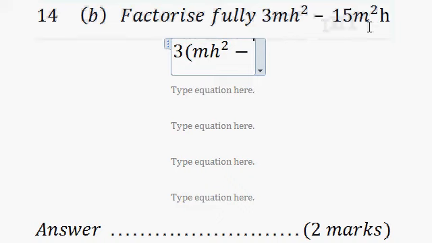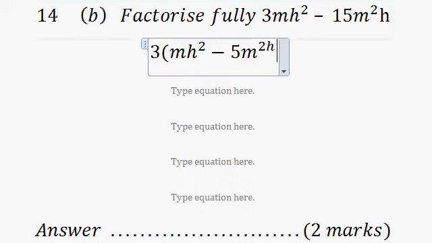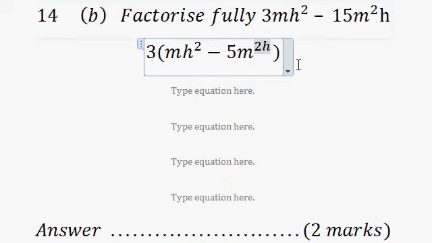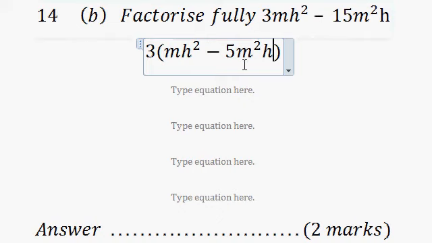Minus 15m squared h divided by 3. 15 divided by 3 we said was 5. So it's going to be 5m squared h. Remember to close your bracket afterward. Sorry, h. And you can check your answer. 3 times minus 5m squared h would give you minus 3 times 5, 15m squared h.